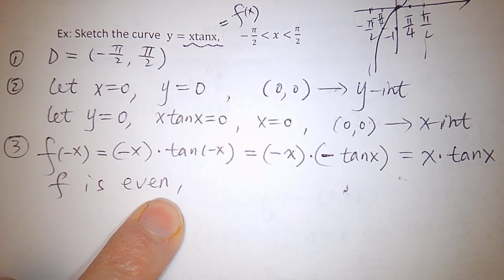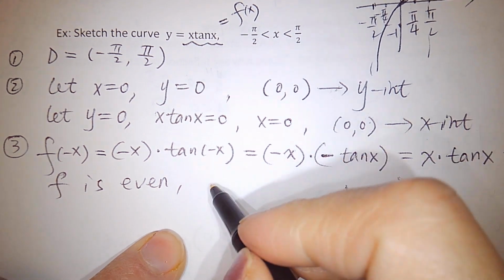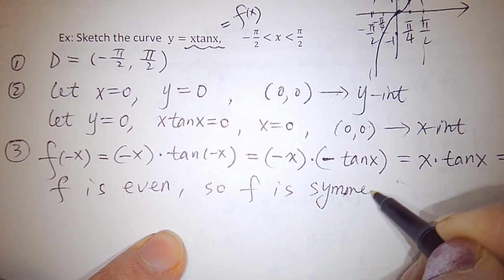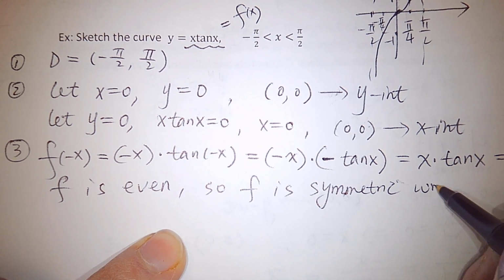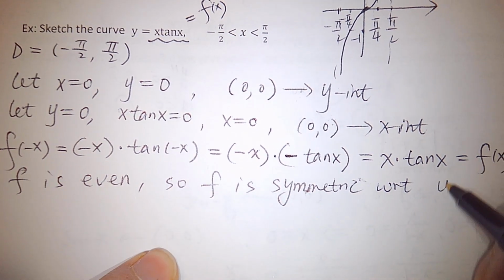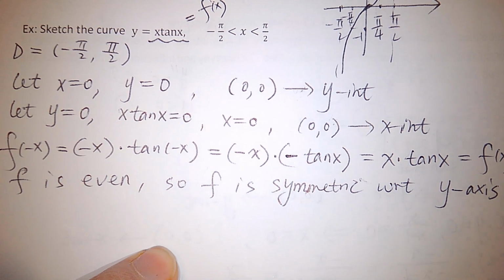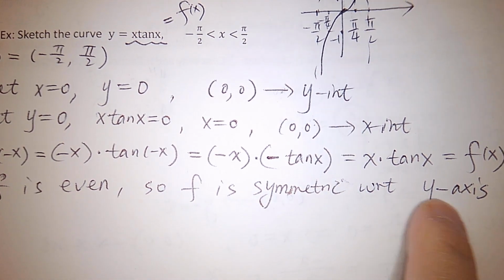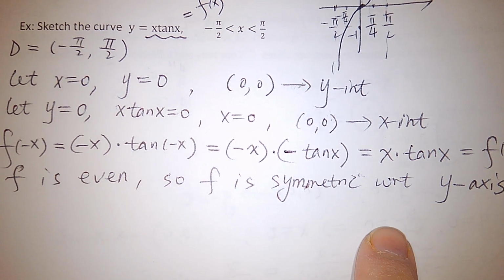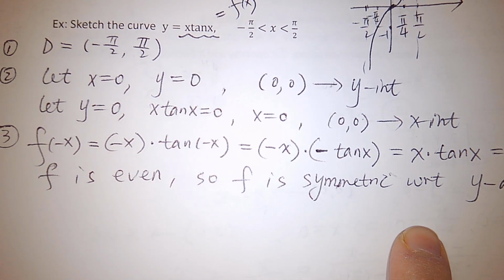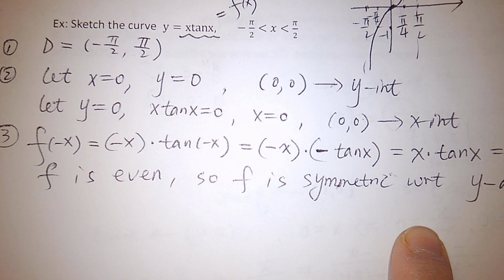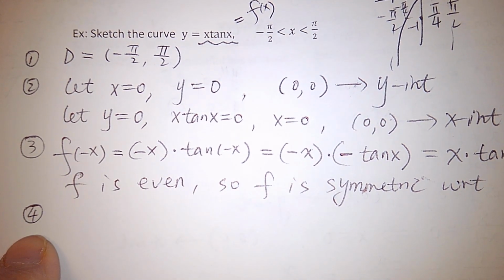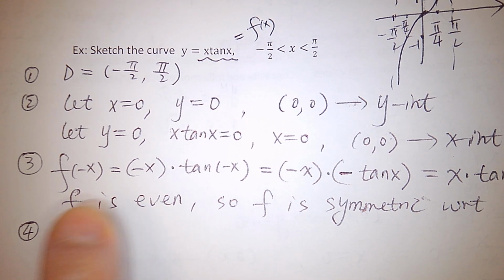So the graph is symmetric with respect to what axis? The y-axis. So the graph of the function is symmetric with respect to the y-axis. Everybody? All right, step 4. Asymptotes, right?